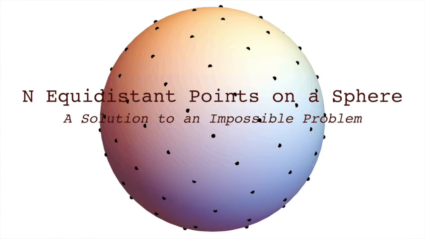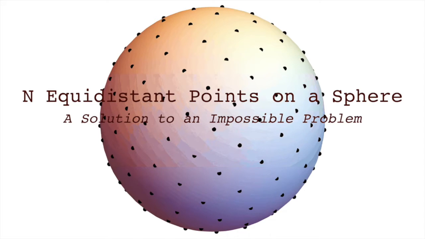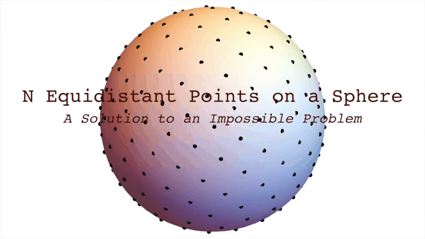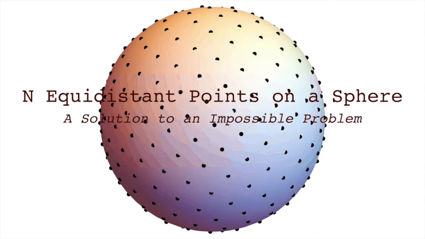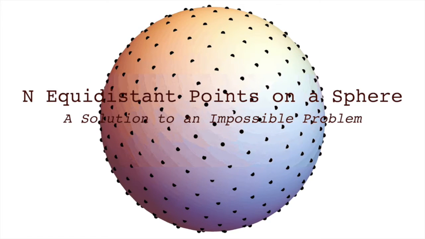and equidistant points on a sphere. A solution to an impossible problem. The problem of spacing any number of points equally on a sphere is extremely intriguing because it is impossible to solve. Now I know that you are probably thinking that this seems like a simple problem, but despite seeming simple, it is actually quite challenging. In fact, it is impossible.